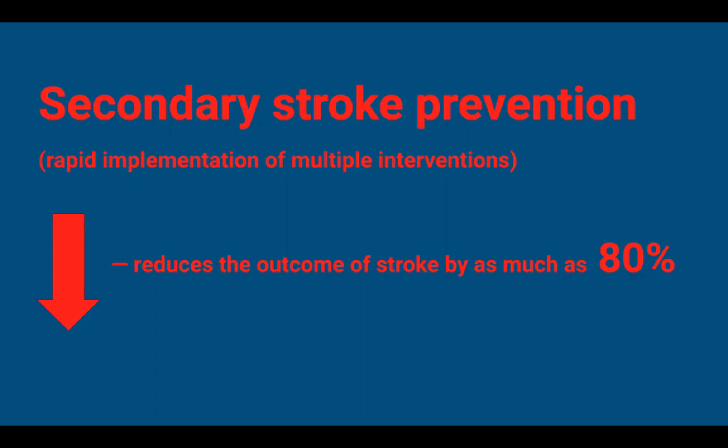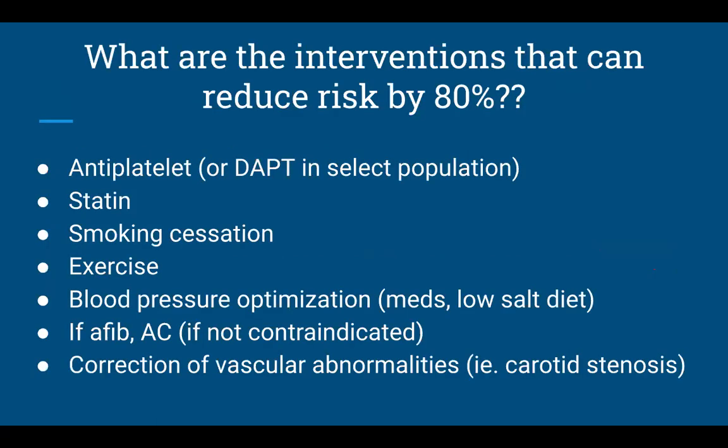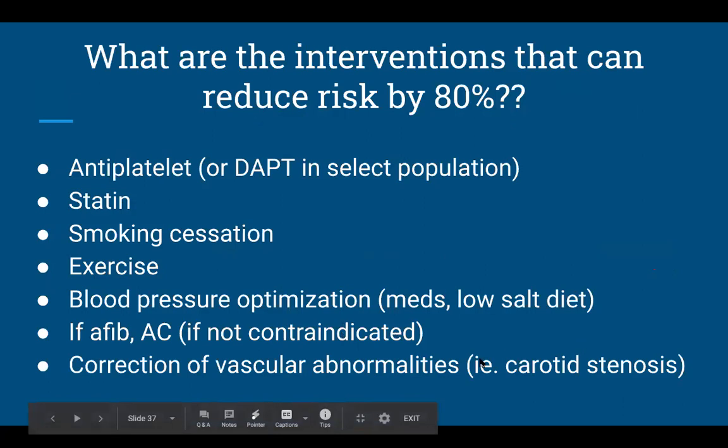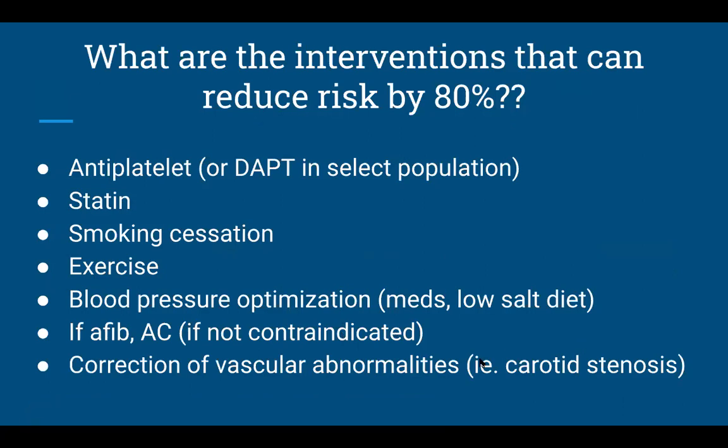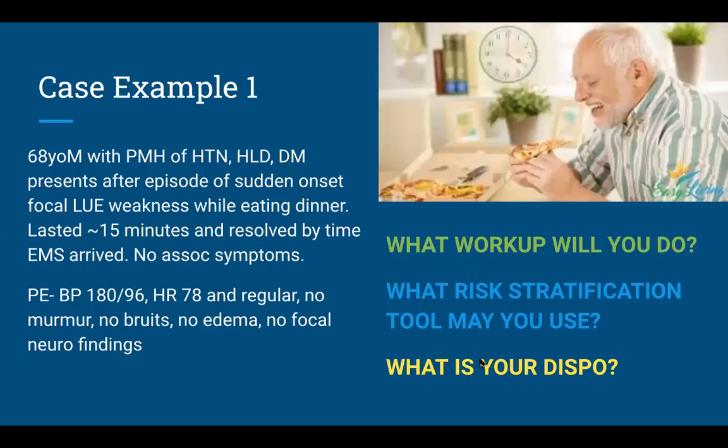If all of the secondary stroke prevention is done, then you can decrease their risk of stroke by up to 80%. So that's starting aspirin, starting a statin. If they smoke, telling them to stop, and to start exercising. If they have high blood pressure, get it better controlled. If they have AFib, making sure they're on anticoagulation. And if you find something in their blood vessels, making sure they're seeing the right people.